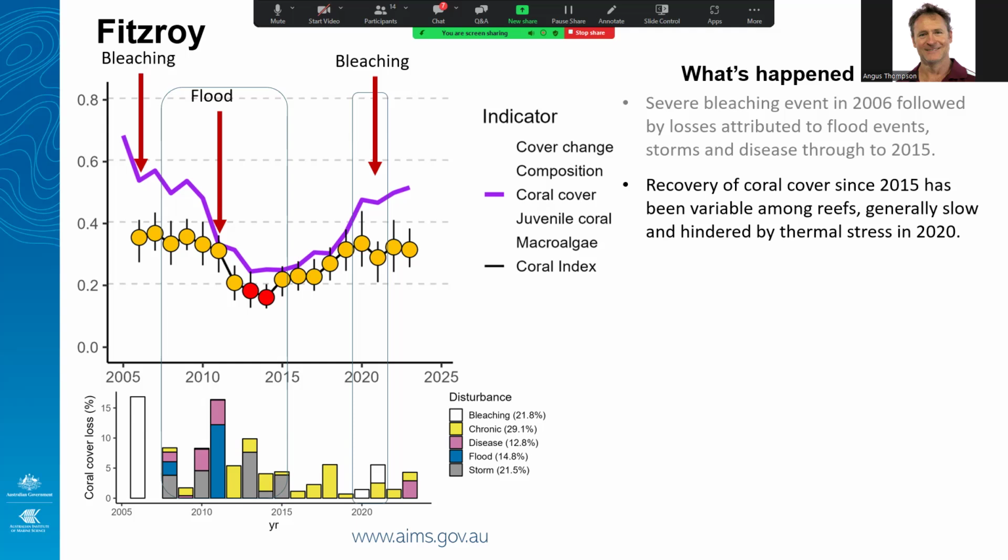After things dried out, we got a bit of recovery occurring, and you can see coral cover went up quite nicely, but that wasn't occurring at all reefs. And if we just take another little, yep, and one more.